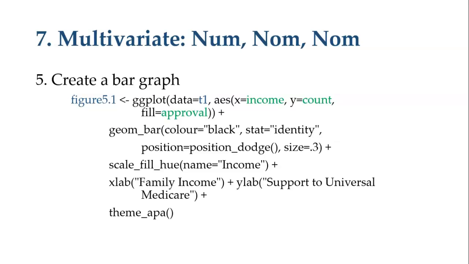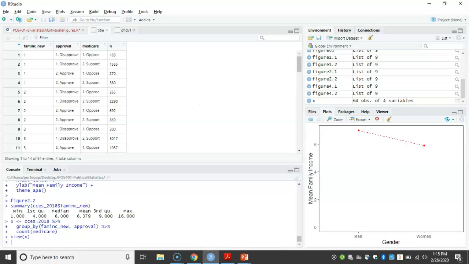Later, you create a bar graph, as we have learned how to do it. It is the same. You write here what your independent variable is, X, your dependent variable is Y, and your control variable is approval. And the rest of the code is the same. So let's do it in R.